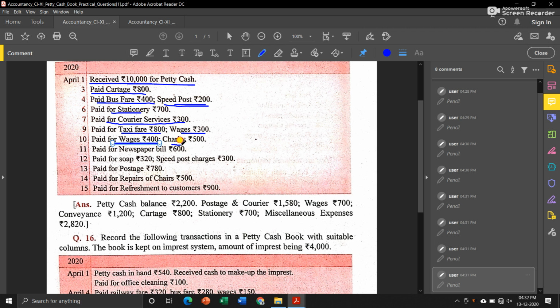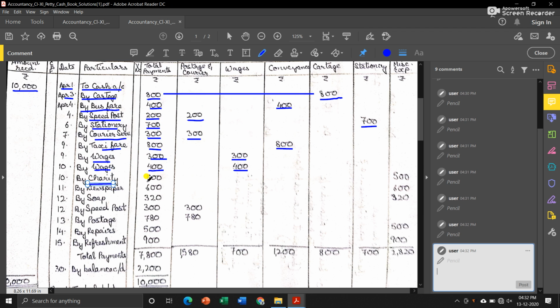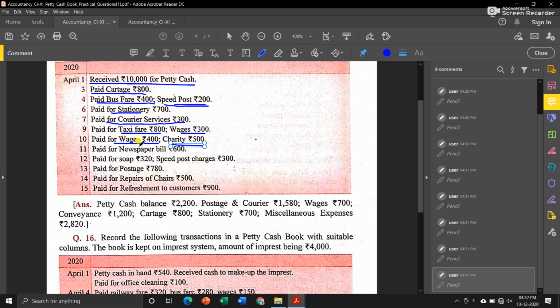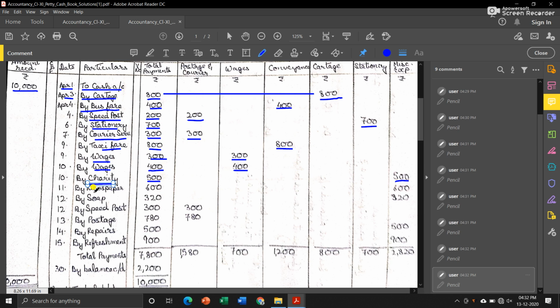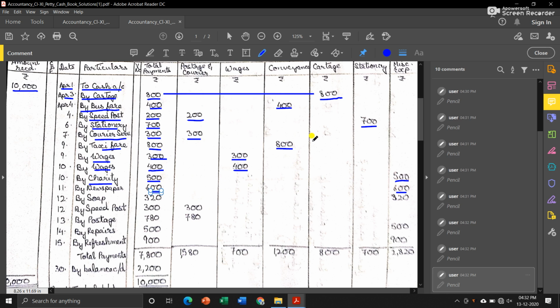Then next we have charity 500, so we will write in here by charity 500 in total payment. Then since we don't have an individual column for charity, we will write that in the miscellaneous expenses column, 500. Then next we have newspaper bill rupees 600, so we will write by newspaper 600 in total payment, and since we don't have any particular column for this type of expenditure, it will go to the miscellaneous expenditure column.